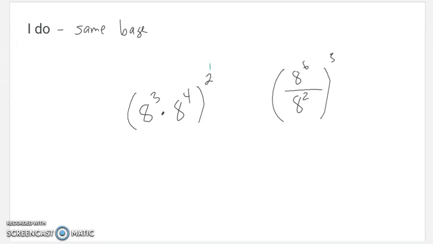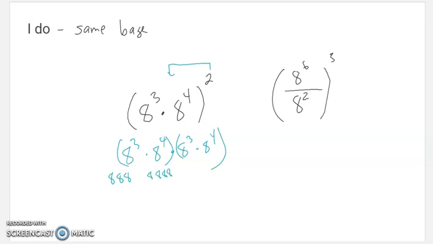Here what you're seeing is this 2 means whatever is in there, I have 2 times, right? So that's like saying we have 8 to the 3rd power times 8 to the 4th power, twice times itself. So it would be that times that again, right? First time, second time. And that's 3 eights, and that's 4 eights, and that's 3 eights, and that's 4 eights. And altogether, what is that about? 14 eights. So you can always just expand out and figure your way through.